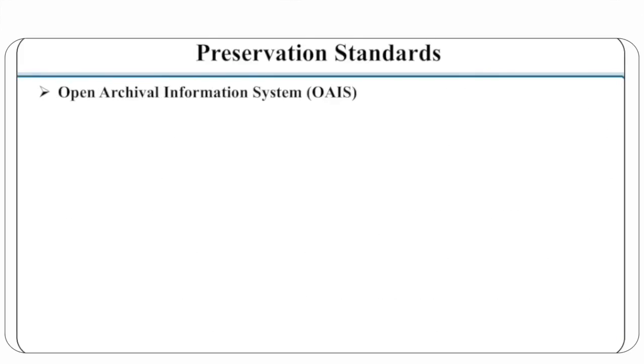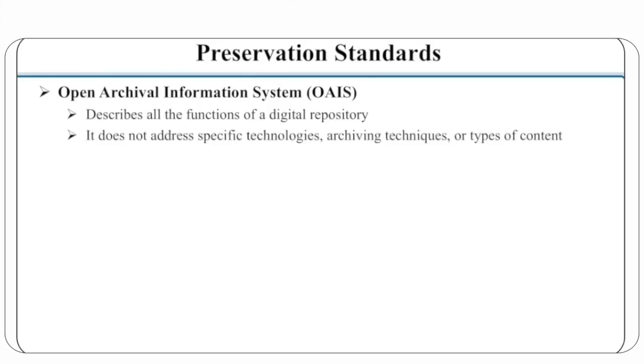Open Archival Information System, or the OAIS, describes all the functions of a digital repository, that is, how digital objects can be prepared, submitted to an archive, stored for long periods, maintained, and retrieved as needed. It does not address specific technologies, archiving techniques, or types of content.